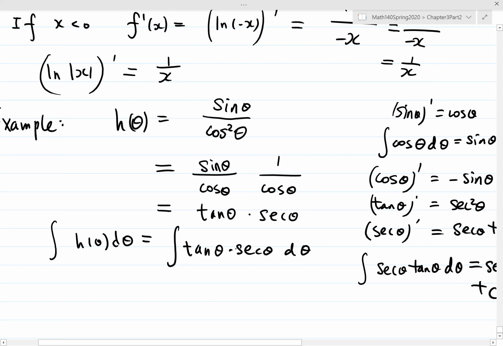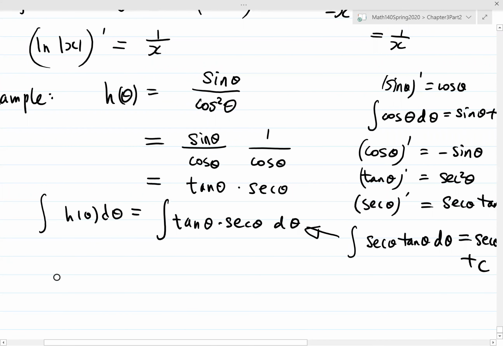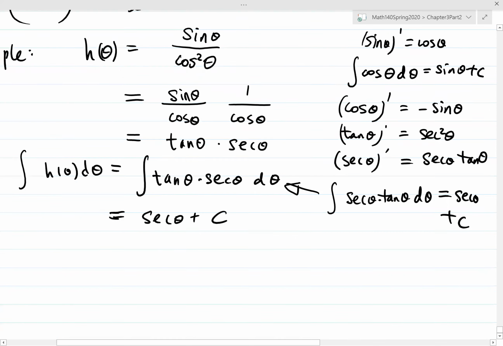Now you check, this is exactly in the antiderivative table: secant tangent theta d theta. Multiplication is commutative, you can switch in any order. So the antiderivative will be secant theta plus constant c. Then we are done.